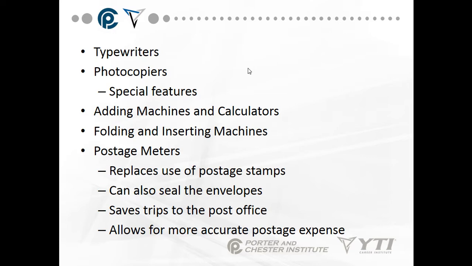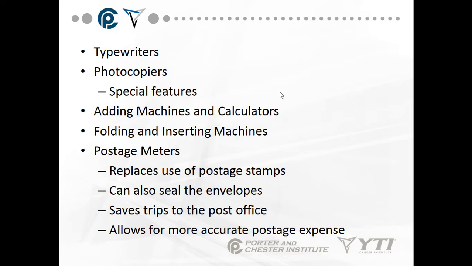Typewriters. Do we use typewriters in the office? Photocopiers with special features. Double-sided. They can copy photos as well as printed word. Adding machines and calculators. Folding and inserting machines for mail.